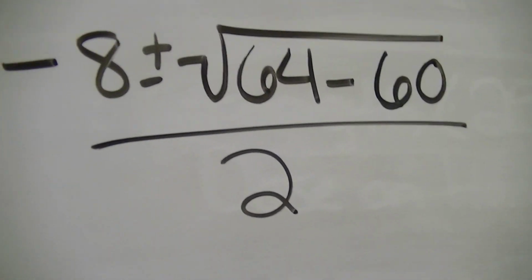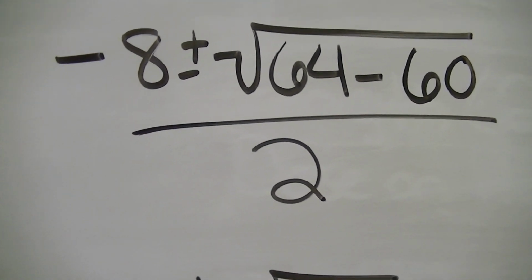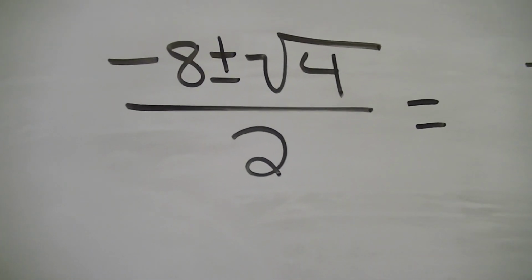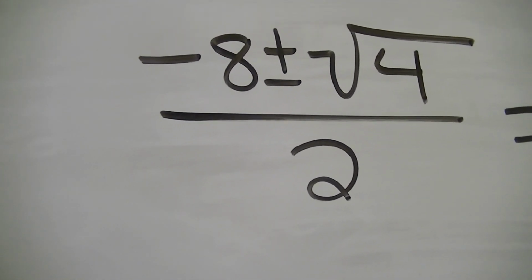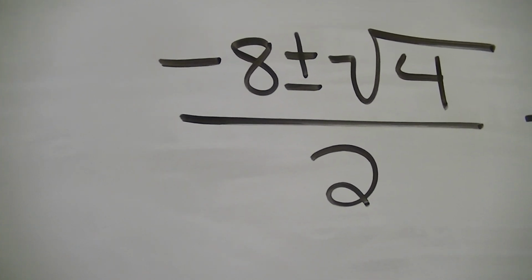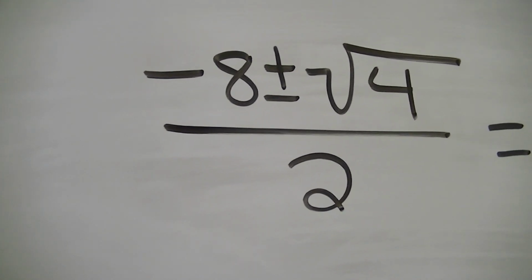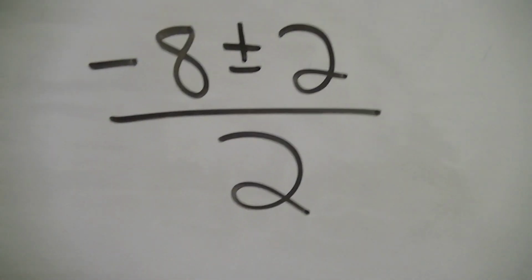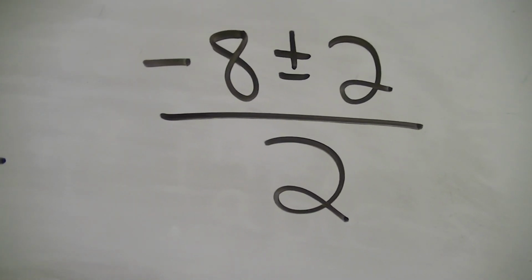Now that I have it, before I take the square root, I got to subtract because I got to do what's under the square root sign first, right? 64 minus 60 gives us 4, okay? So we have negative 8 plus or minus the square root of 4 over 2. What's the square root of 4? We mean what number times itself gives us 4. And in this case, it's going to be 2. So we're going to simplify it as negative 8 plus or minus 2 over 2.